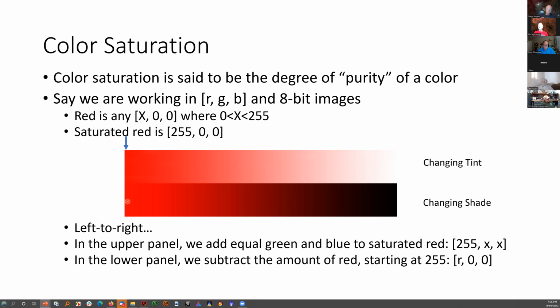If again we start with 255, 0, 0 and we leave the 0s alone and we just decrease the 255, so it's maybe 120, 0, 0, 55, 0, 0, and 0, 0, 0. This change is called a change in shade. So we have saturation is this value, and then we have various tints which are desaturated, and various shades which are also in fact desaturated. Okay.